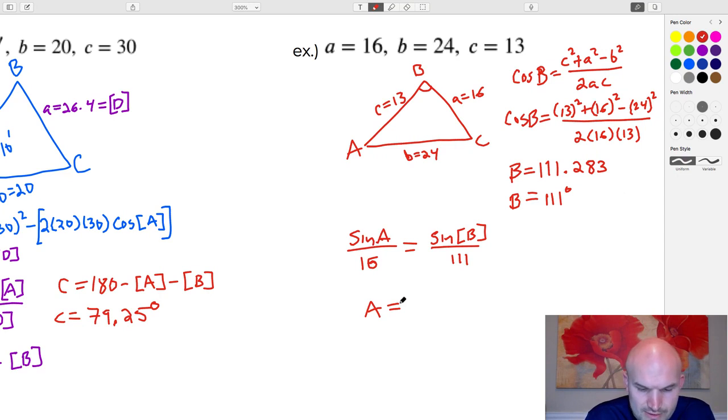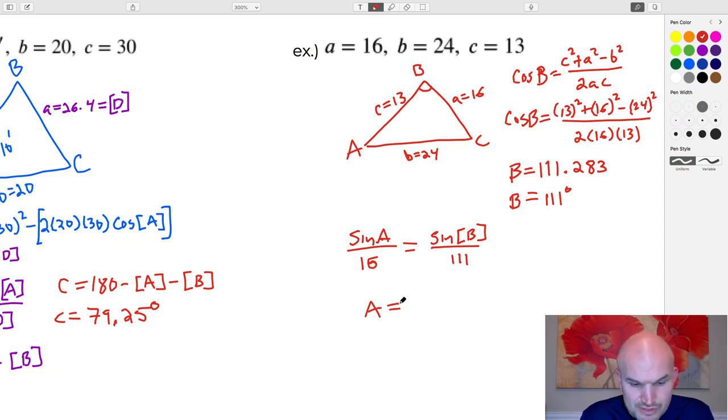So therefore A is basically going to be 16 times the sine of stored answer B divided by 111. And then I do the sine inverse of that answer, and I get 7, which is not what I got before. That's something crazy. So what the heck did I do? Let's just check that again.